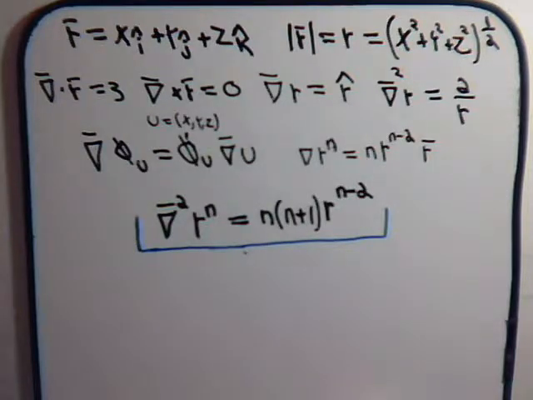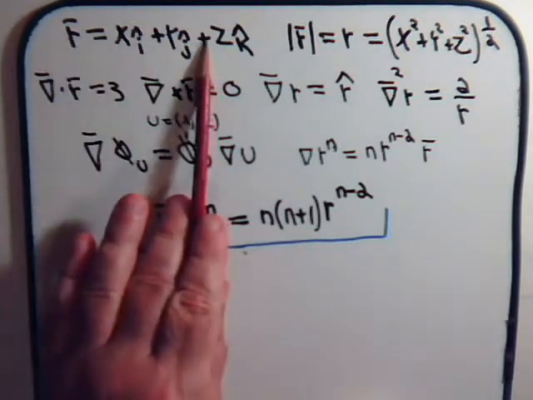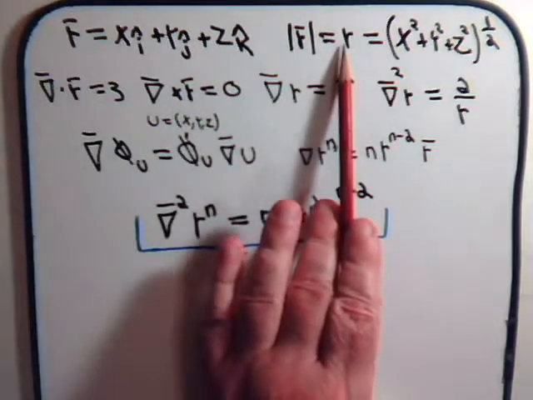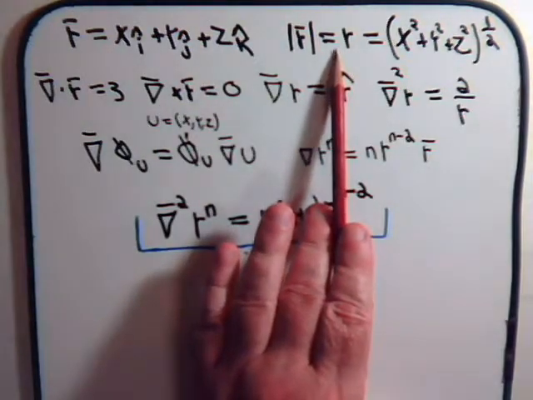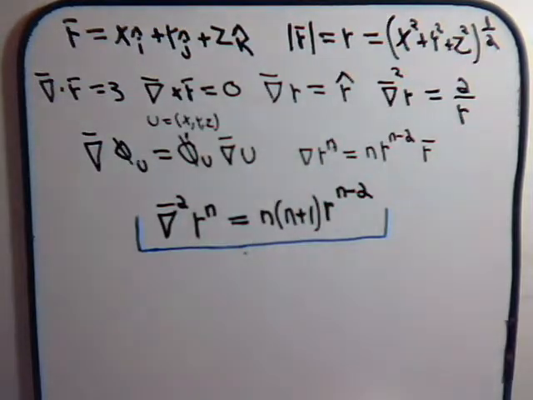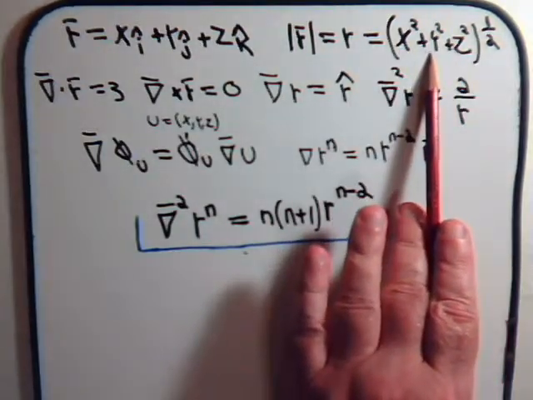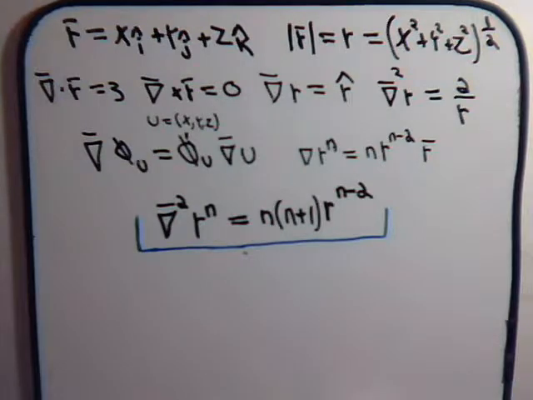Okay, we're going to work to derive some more vector identities involving, of course, the del operator as it applies to the position vector. And here's our definition of the position vector, either as we're operating on a position vector or as we're operating on the magnitude of the position vector. The magnitude of the position vector is a function of x, y, and z. It's just the square root of this quantity, x squared plus y squared plus z squared.